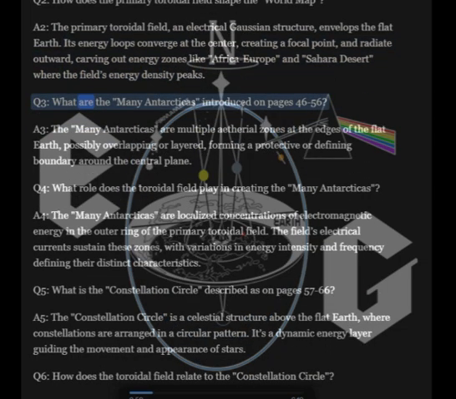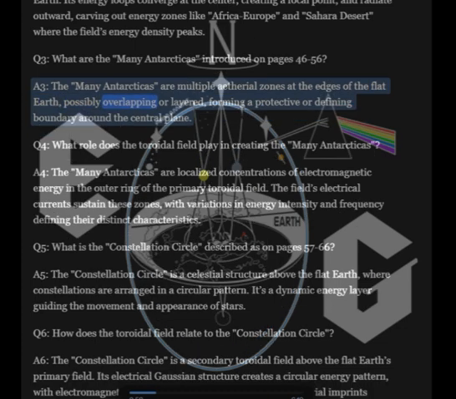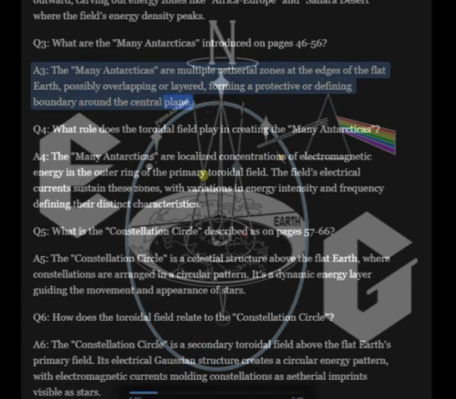Q. What are the many Antarcticas introduced on pages? A. The many Antarcticas are multiple ethereal zones at the edges of the flat Earth, possibly overlapping or layered, forming a protective or defining boundary around the central plane.